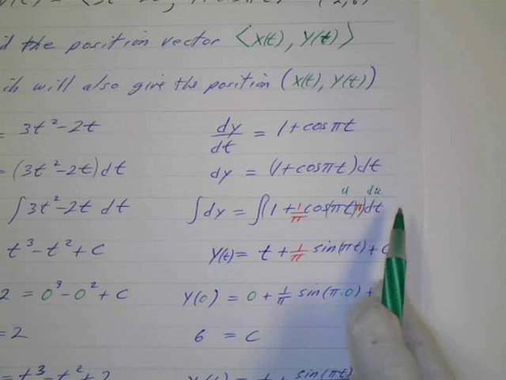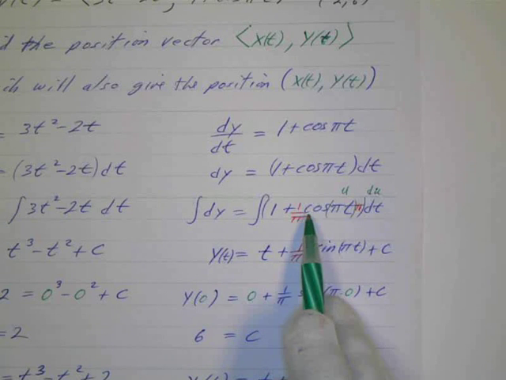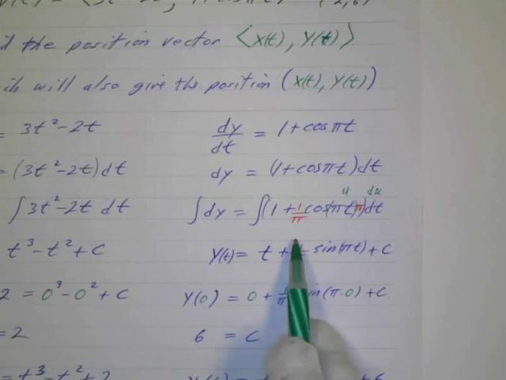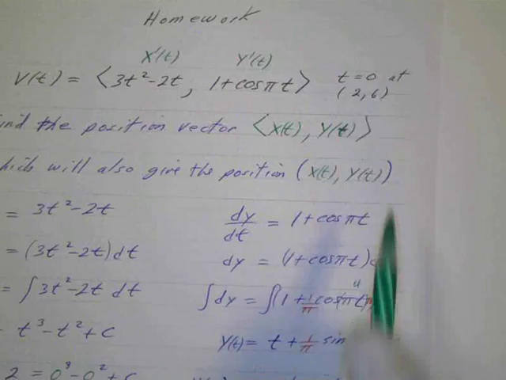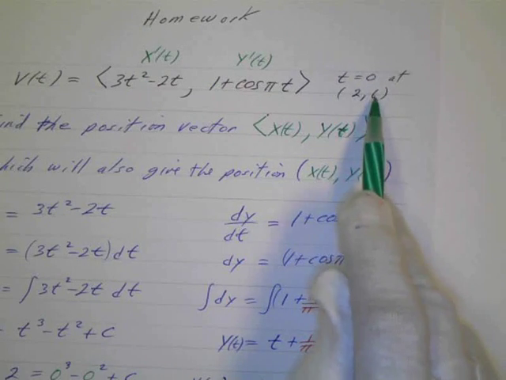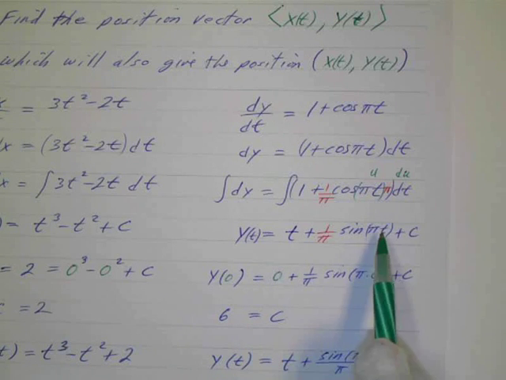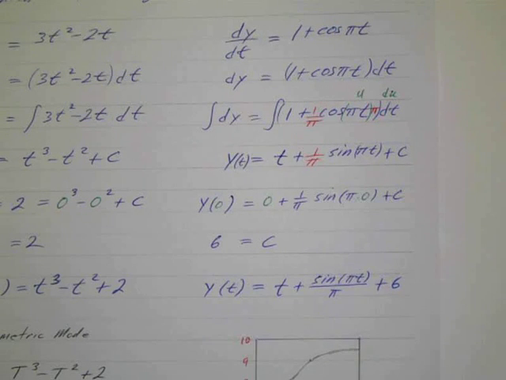And I did this all in one integral rather than separating like I did in 37. The antiderivative of 1 is t, and the antiderivative of the cosine of u is the sine of u. I have this 1 over pi as an adjustment, plus c. So I take the antiderivative there, and then we know that y of 0 is 6. So y of 0 equals 6, and I put a 0 in every time I see a t. So that's 0, that's 0, plus c. The sine of 0 is 0, so that just zeroes out, so I just have c equals 6. So there's my horizontal component.